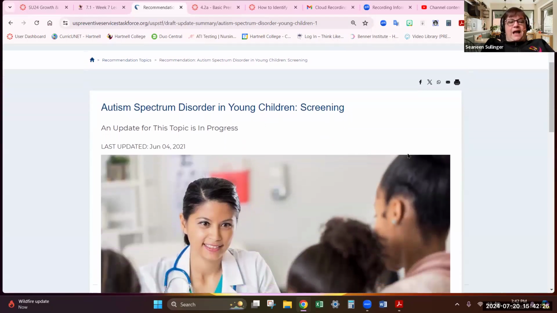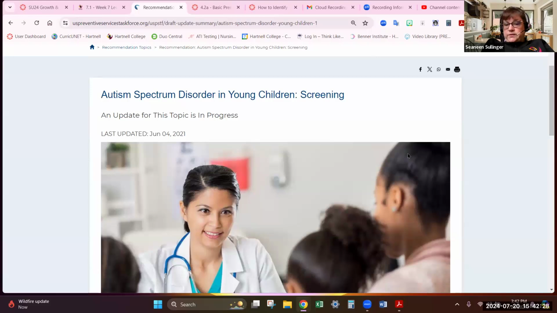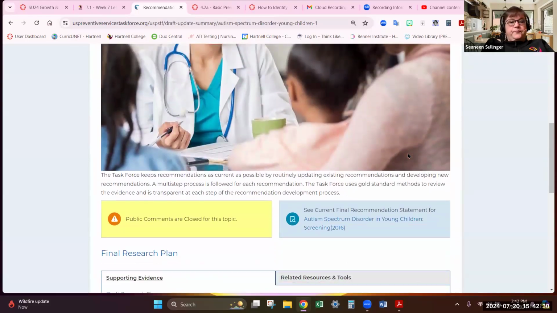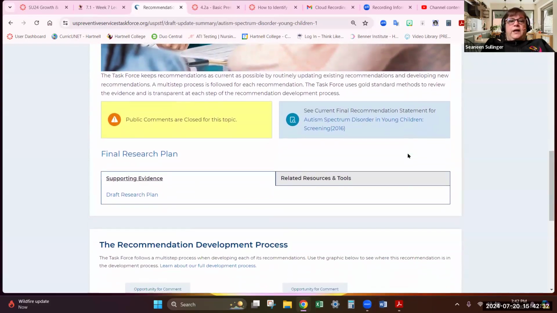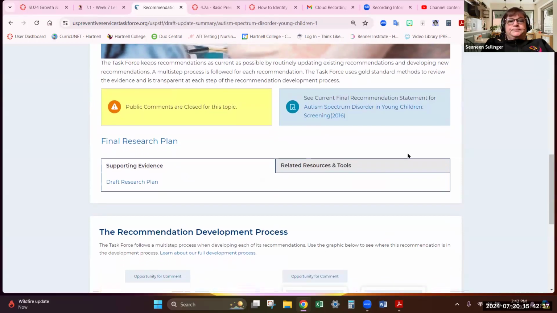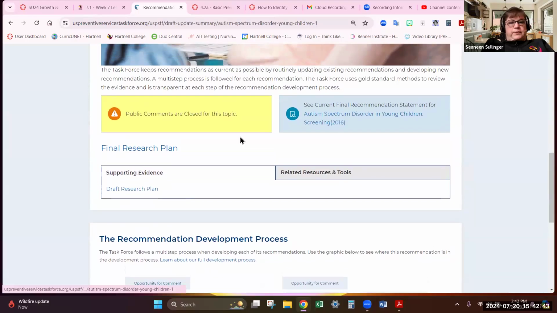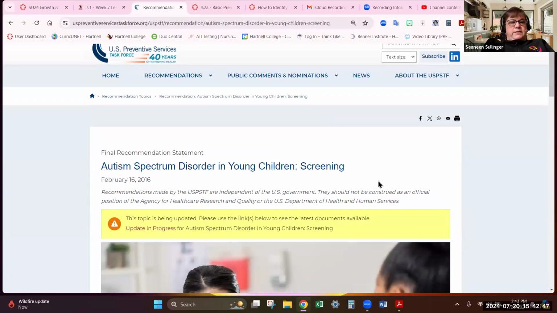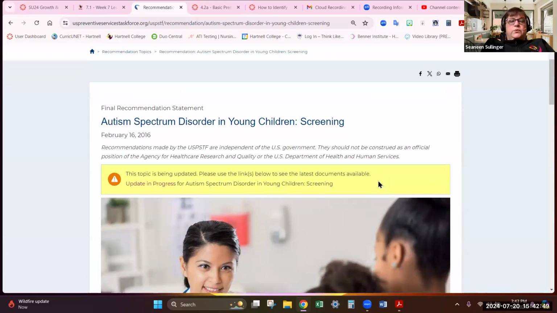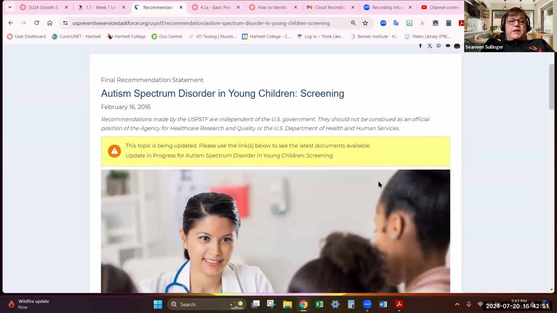And so this was last updated in 2021. So that's a few years ago. The task force will ask for public comments. In this case, those are closed. And so it says they have final recommendations. That just talks about how they do all the process. So let's look at the final recommendation. And this is from 2016. So it looks like, it says here, it's being updated.